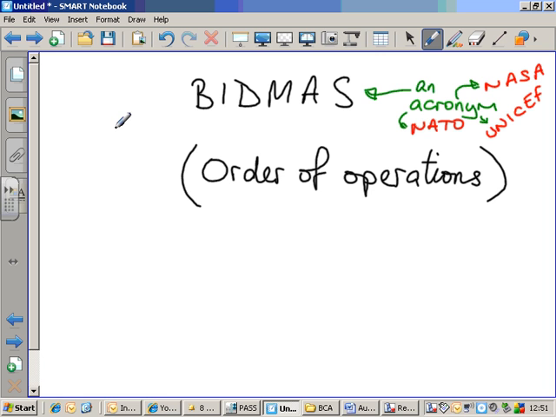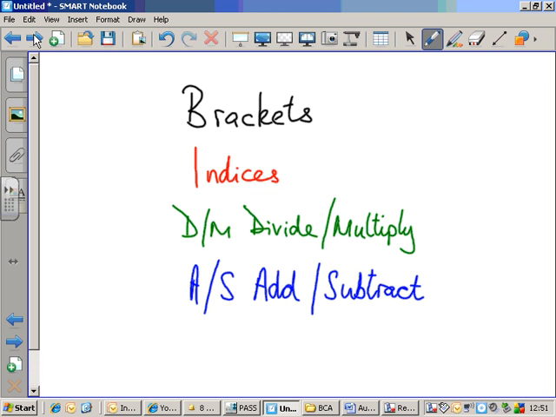BIDMAS is an acronym that helps us with the order of operations. That means the order in which we do things in maths when there's more than one thing to do. And you'll see what I mean in a minute when we work through the examples. The letters stand for this.